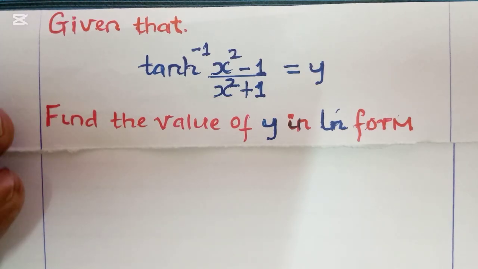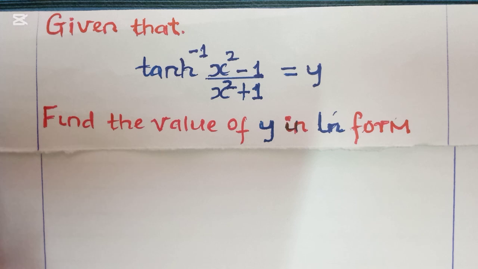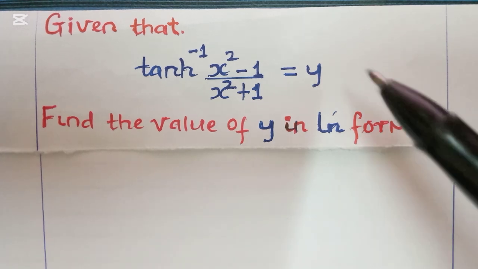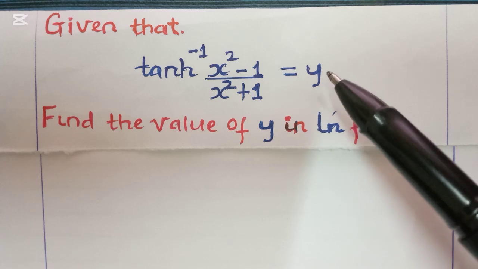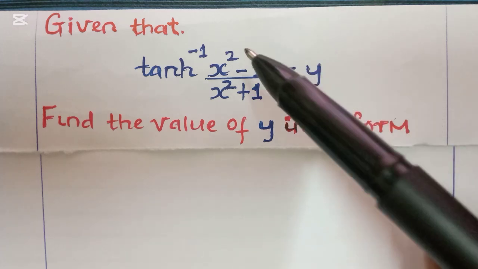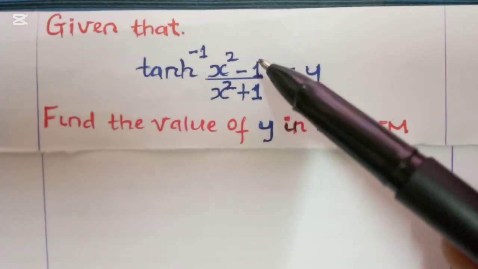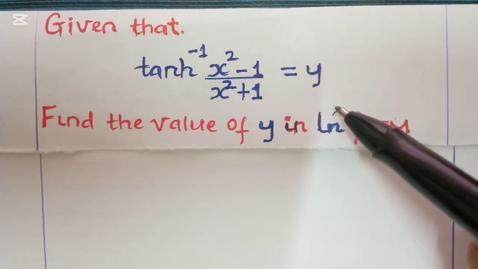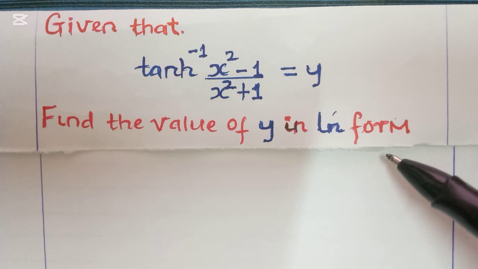Me too, I'm fine. So guys, we want to attempt this question and let me read it. Given that tan hyperbolic inverse of (x squared minus 1) all over (x squared plus 1) is equal to y, find the value of y in ln form. So guys, at this moment, y is given in the form of tan hyperbolic inverse. So we want to transform that and make it become ln form.